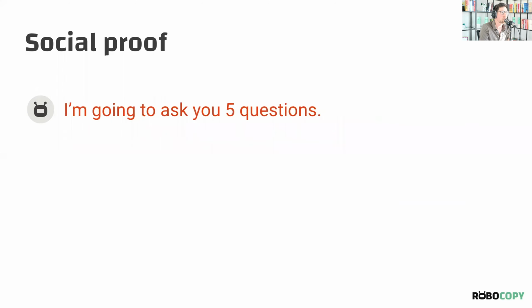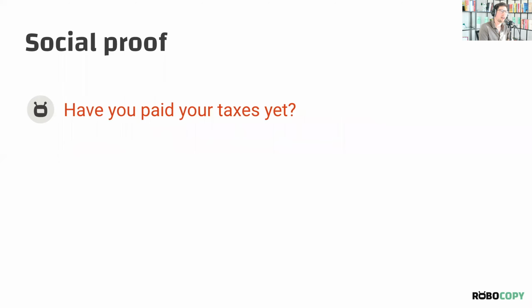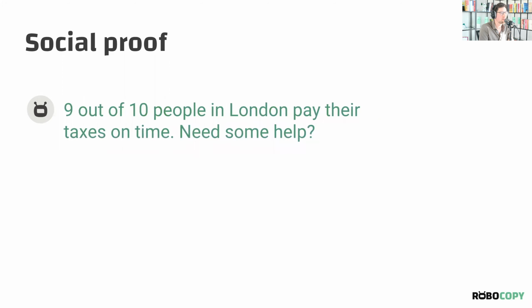I'm going to ask you 5 questions. I don't care. I'm going to ask you 5 questions. For most people, this only takes a minute, right? So we're using social proof here and expectation management. Have you paid your taxes yet? 9 out of 10 people in London pay their taxes on time. Need some help? So we're always using social proof here. And just me showing you this, you're probably already feeling that these are better sentences, right? And this is going to deliver a better result.